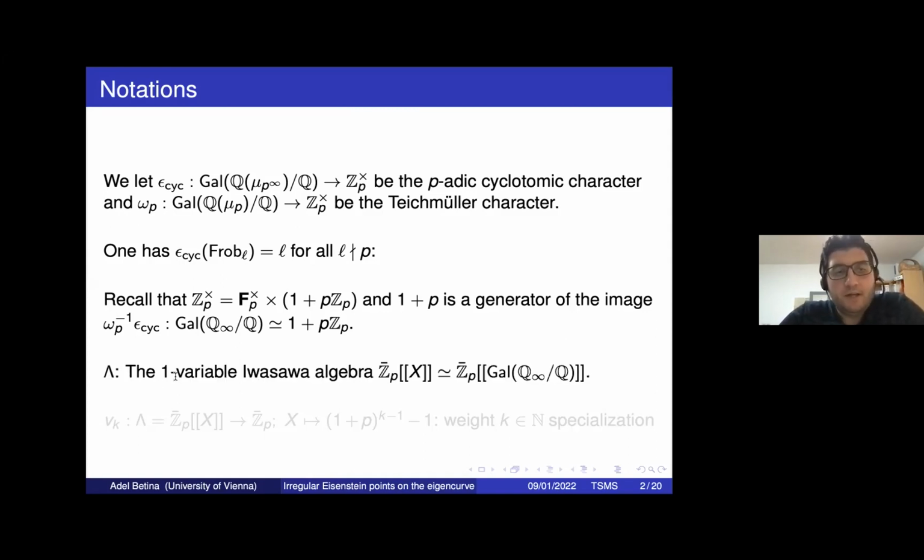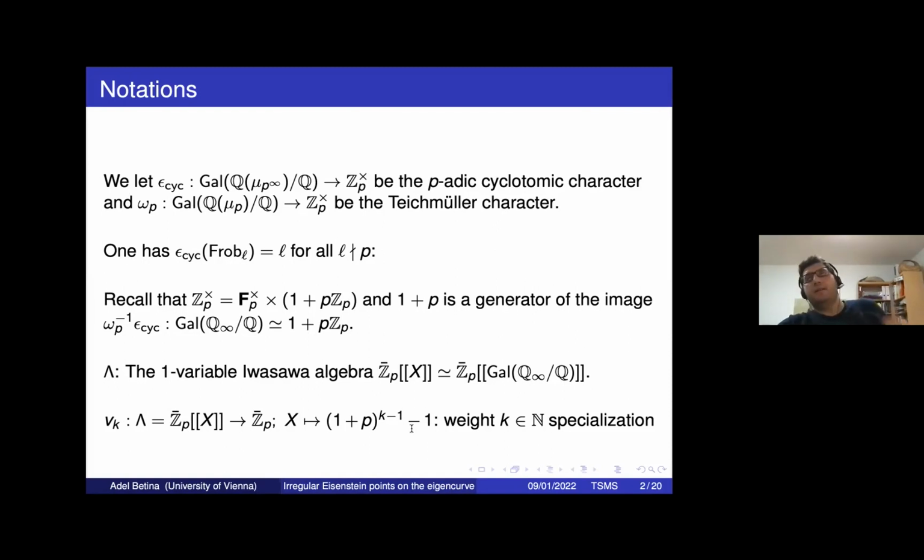And Lambda here will be the one-variable Iwasawa algebra. You can see it as formal power series with coefficients in Zp bar, where Zp bar is the closure of Zp. Or you can think that you take a finite extension of Zp, which remains a discrete valuation ring. And it is also the group ring attached to this Galois group. And we have a specialization map sending, for any k, x to (1 plus p) power k minus 1, minus 1.